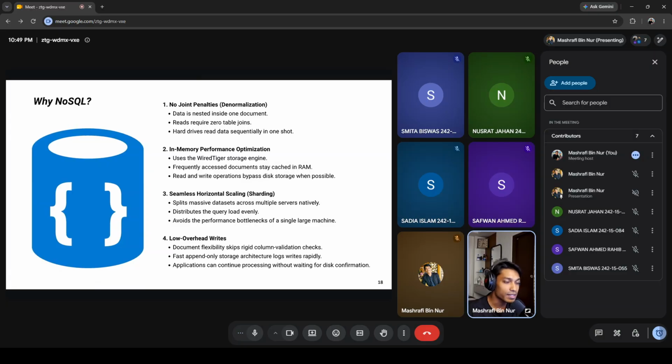The next thing is in-memory optimization. We can actually use the RAM inside our system or server, and that's why it stays cached and frequently used data comes fast. The third point is seamless horizontal scaling. NoSQL actually uses many servers. On the other hand, SQL uses only one server, and that's why SQL is the pricier one and NoSQL is the cheaper one and can be better sometimes. And coming to the fourth point, it is low overhead writes. It is basically document flexibility and nothing else. It does not wait for the disk confirmation.